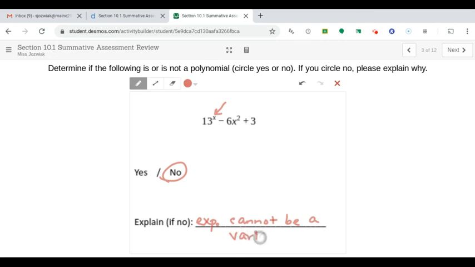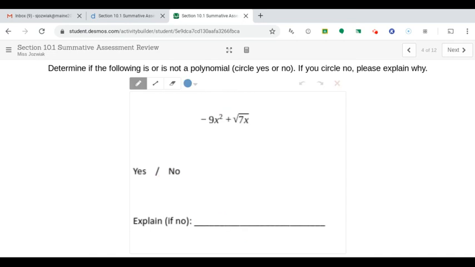So when we look at our exponents, they have to be positive whole numbers. They cannot be x's like this one is. That would give us an exponential function, and that is not a polynomial. All right, here we've got another example. So we have to look and decide if this breaks any of the rules. And we can see that there is an x inside of a radical, a variable inside a radical. So this is not a polynomial.